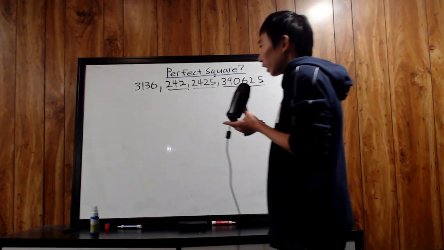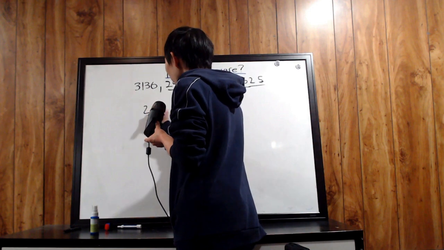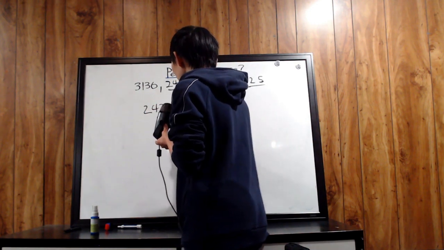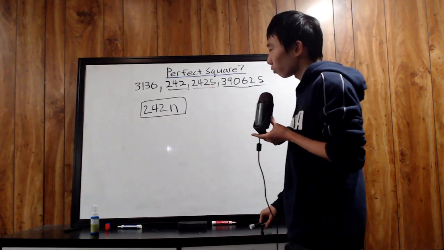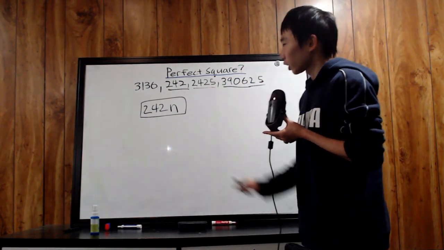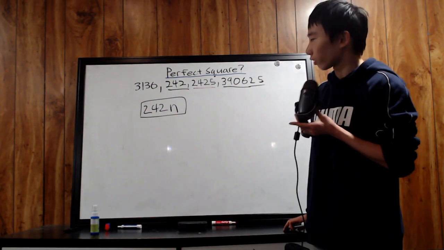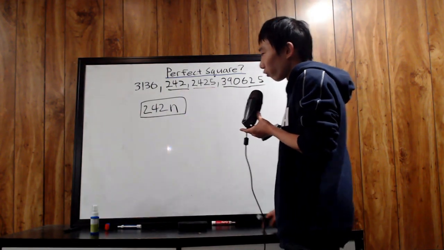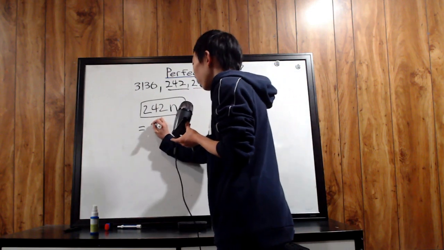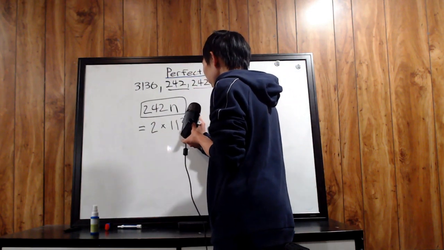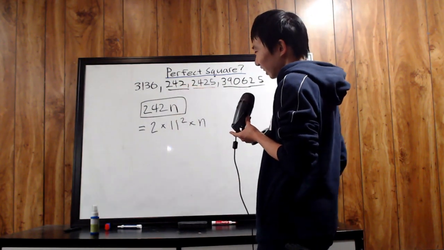Okay, let's say I give you 242n. I gave you this expression. Now, I want you to tell me, what is the smallest value of n such that this entire expression is a perfect square? Well, what do you do as your first step? You prime factorize 242. So that would be, as we said before, 2 times 11 squared. You can rewind the video to check.